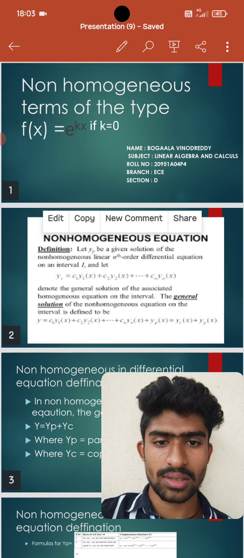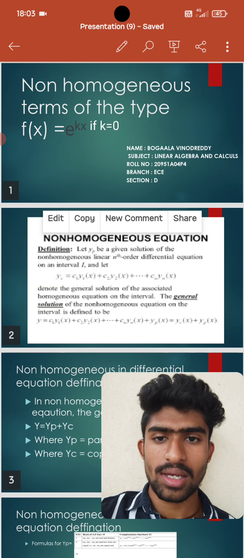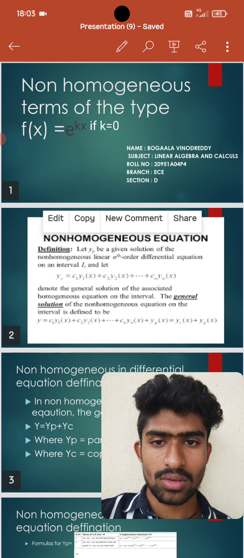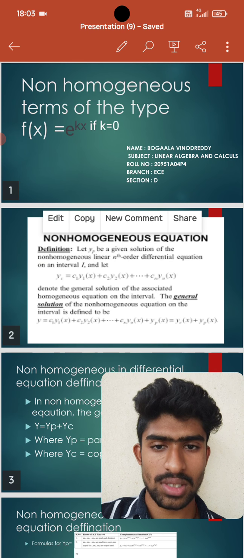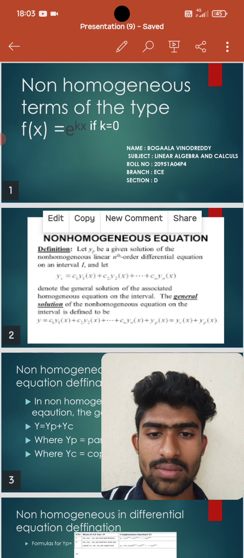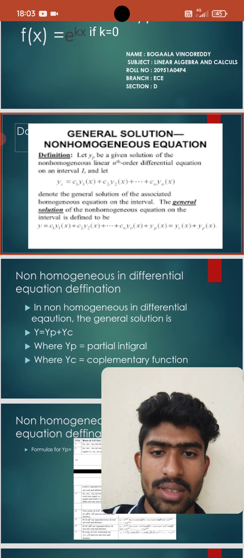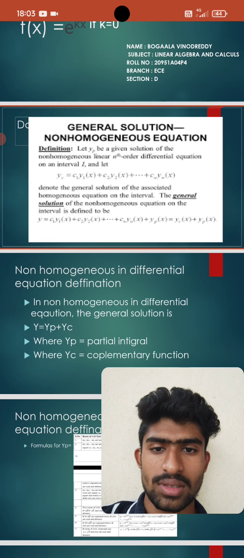Today my subject is linear algebra and calculus, and my topic is non-homogeneous terms of the type f(x) equals e power kx, if k equals 0. First, the definition of the general solution for the non-homogeneous equation.